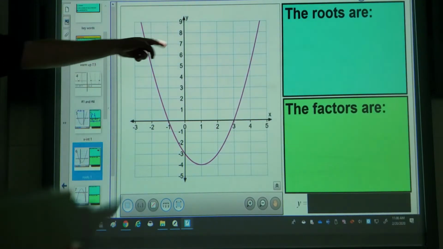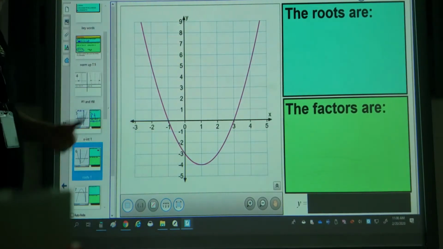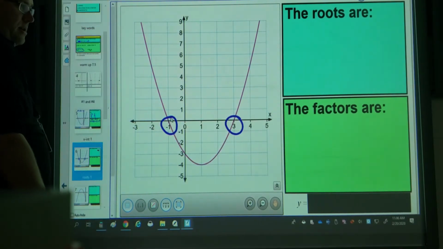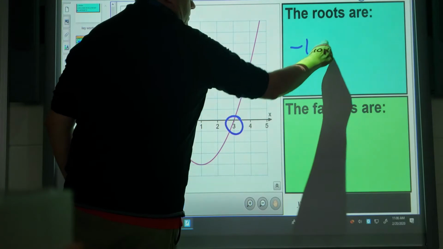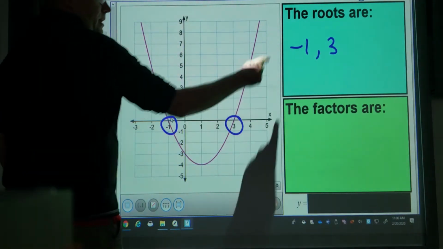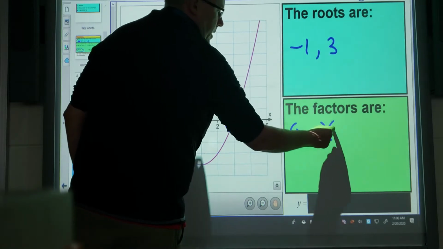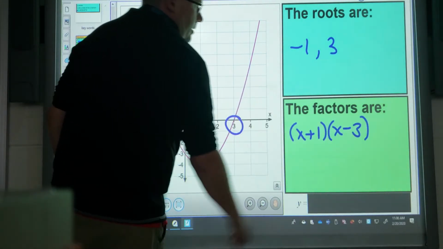So a few other questions. I use the word roots. I know that means the same as x-intercepts. So -1 and 3. When I'm doing the factors, I'm doing the opposites. So instead of -1, +1, and instead of 3, -3.